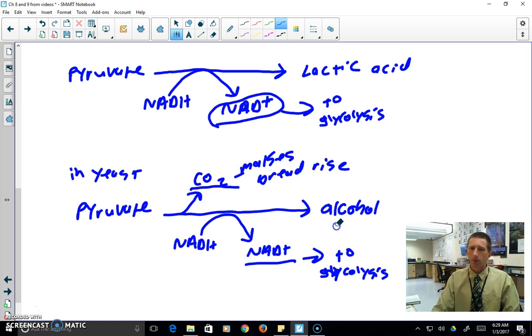So CO2 makes bread rise. This is also used in fermentation to make alcohol. And in the next video, we're going to talk about how to make you a better athlete, how to use these two processes, cellular respiration and fermentation, and take those into account to have a better workout.